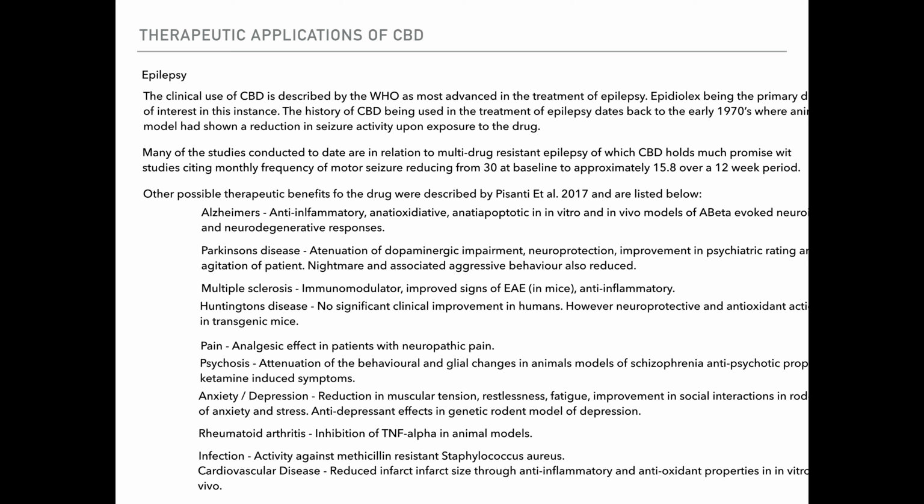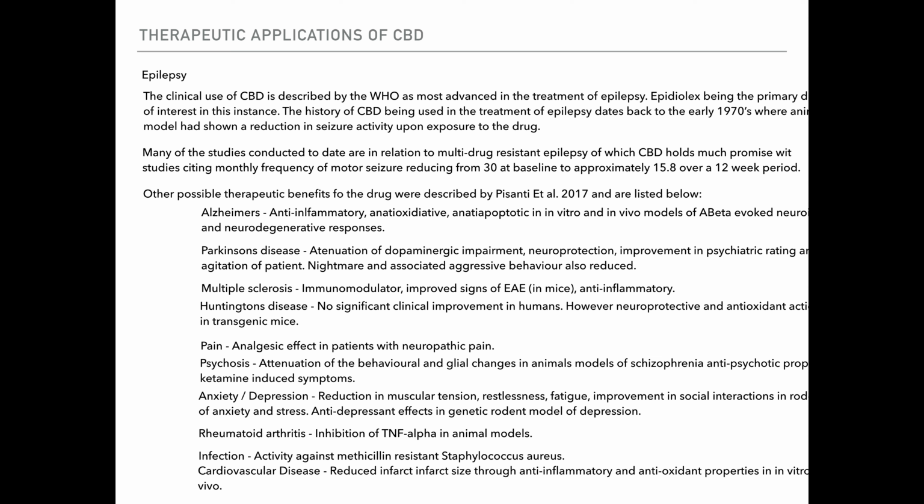In Parkinson's disease, I'm sure you've all seen the attenuation of the dopaminergic impairment, and that is expressed in those viral videos that we see of people. Now, in fairness, it's mainly THC that's been administered there, but CBD, again, to reference its neuroprotective qualities, showed improvement in psychiatric rating and agitation in patients. They also noticed a reduction in nightmares and aggressive behaviour experienced by these patients. So that's another good one to keep an eye on.